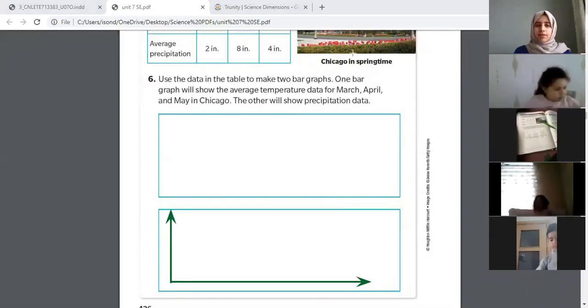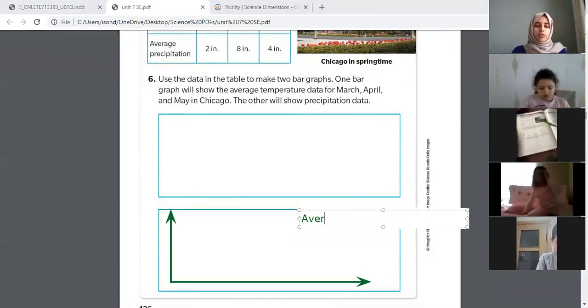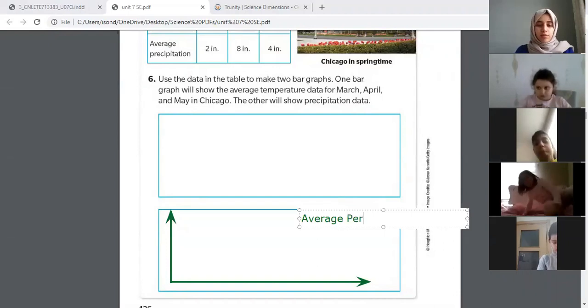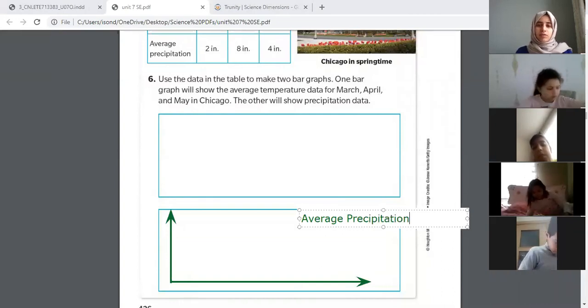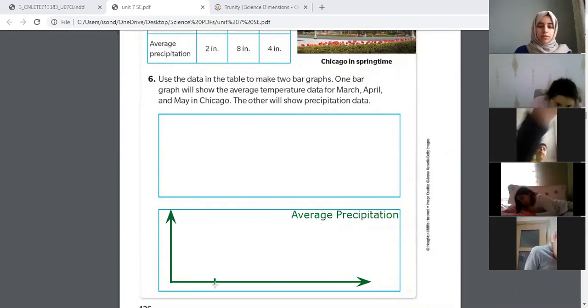And I'm going to write the title. The title is very important when you're drawing a bar graph or you're making a bar graph. So we're comparing precipitation here. So the title has to be average precipitation if we're comparing precipitation. And again, I'm going to put the months below.